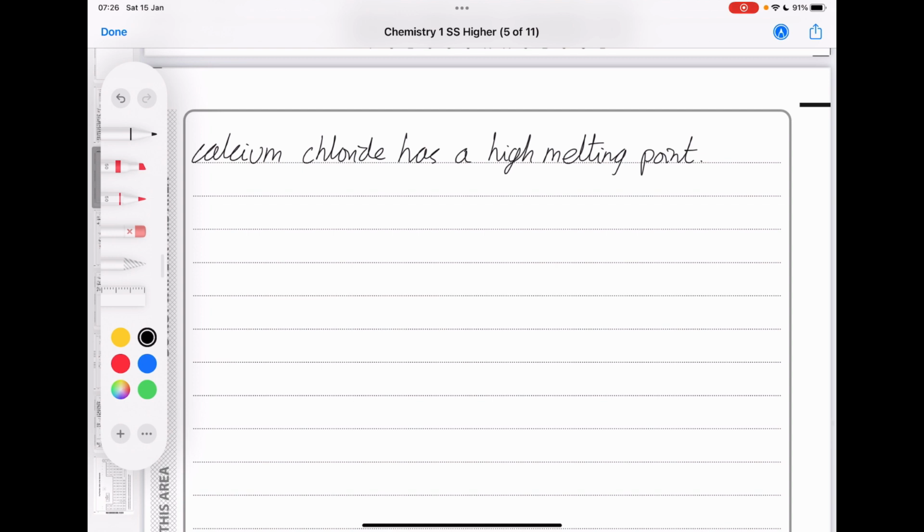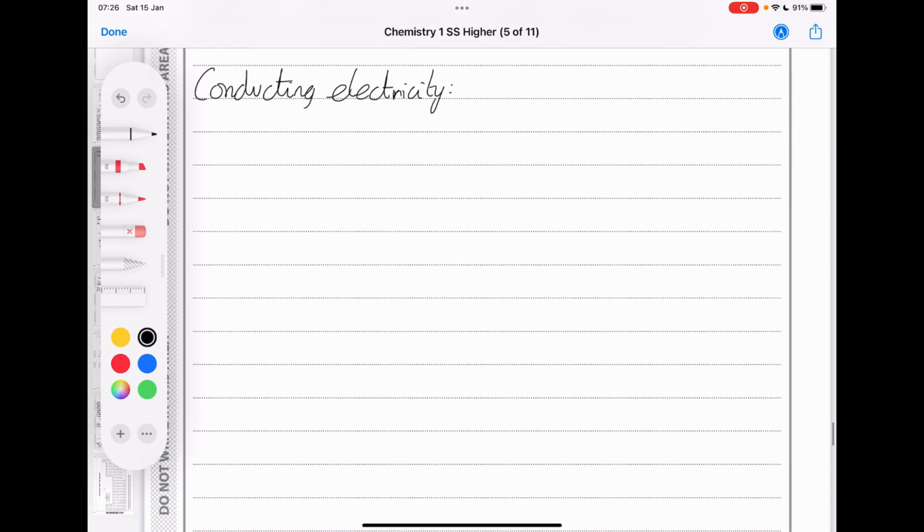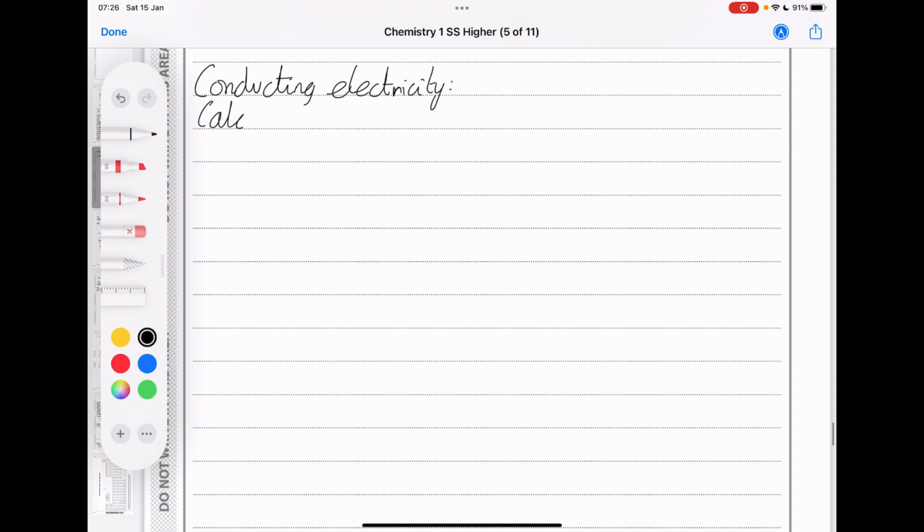If we put conducting electricity, first thing I would start with is calcium is a metal and contains delocalized electrons which can move.